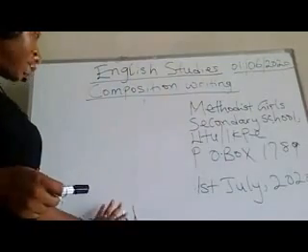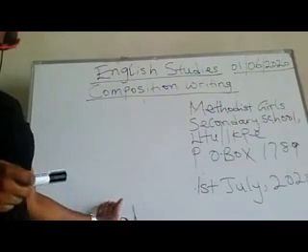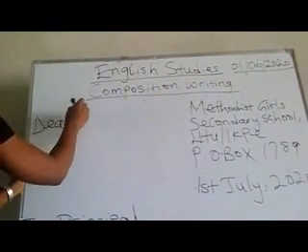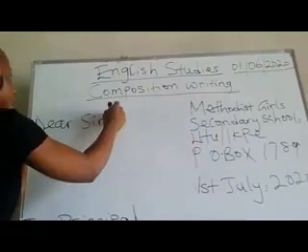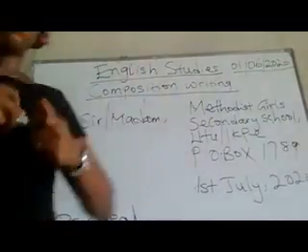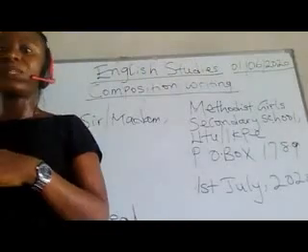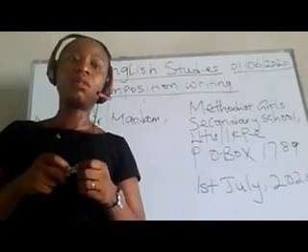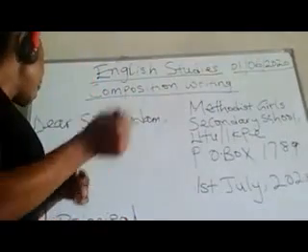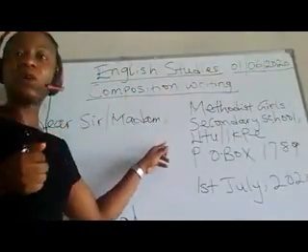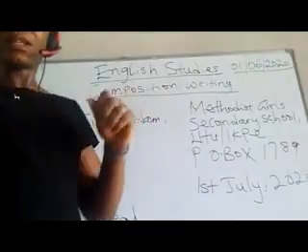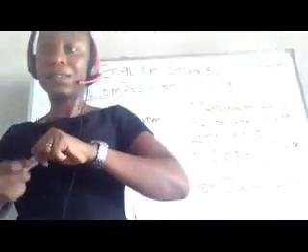Now, after your receiver's address comes the salutation. The salutation is either dear sir or dear madam. Followed by the title of your letter. What are you writing for? Are you writing to seek permission to be absent from school? Or you're writing to report a case of bullying to the principal? Then you write maybe, dear ma, a report on bullying in the hostel. You should be able to write the title.